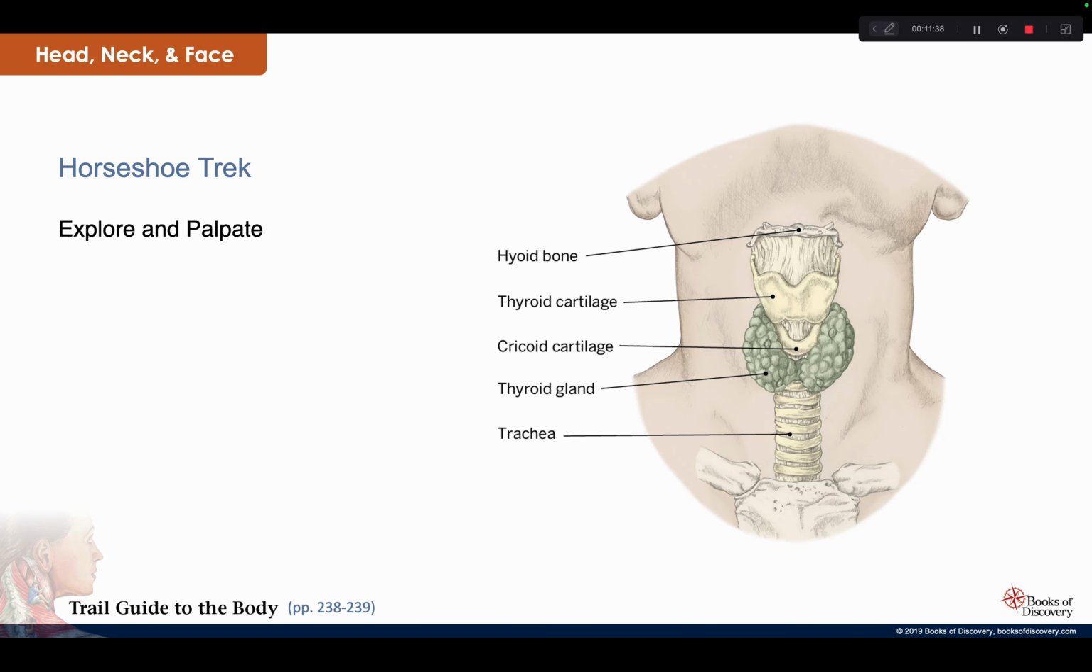This is called the horseshoe trick. This is exploring the thyroid and the hyoid bone. The hyoid bone is kind of the first, I would say, anterior bone in your neck. That bone sits right above your thyroid cartilage. So you have your cartilage here, and then your actual thyroid gland in your neck. Your Adam's apple would be right around that thyroid cartilage, and then that goes into the trachea, which then goes into the lungs. So that is a close-up of the horseshoe trick.